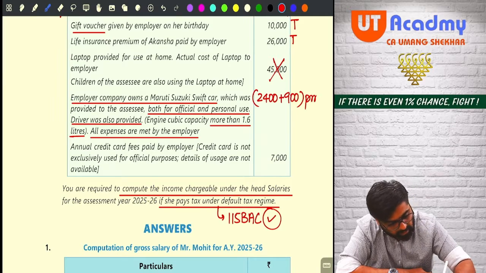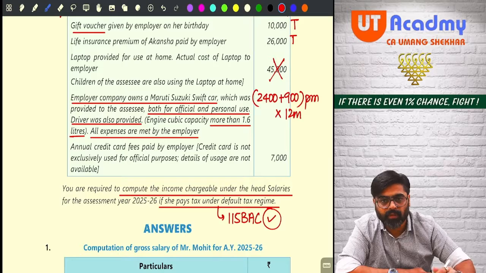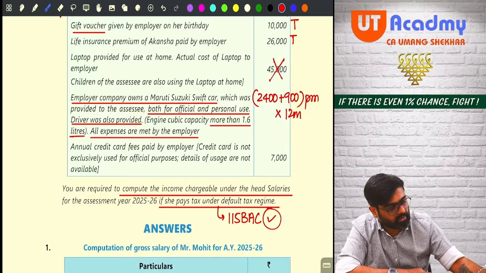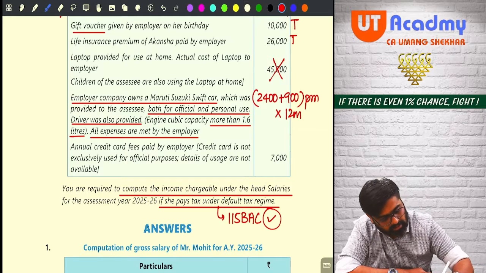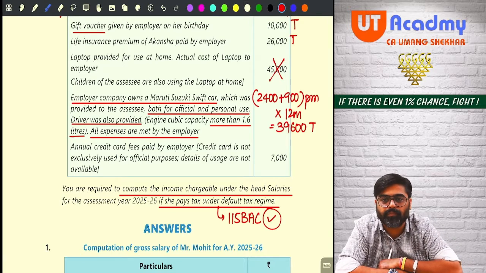This is my per month amount. Multiplied by how many months the car was given? Nothing mentioned. I will assume that it is given for the full year. So the amount will be 3,300 into 12. This will be 39,600. And guys, this 39,600 will be taxable value of perquisite.